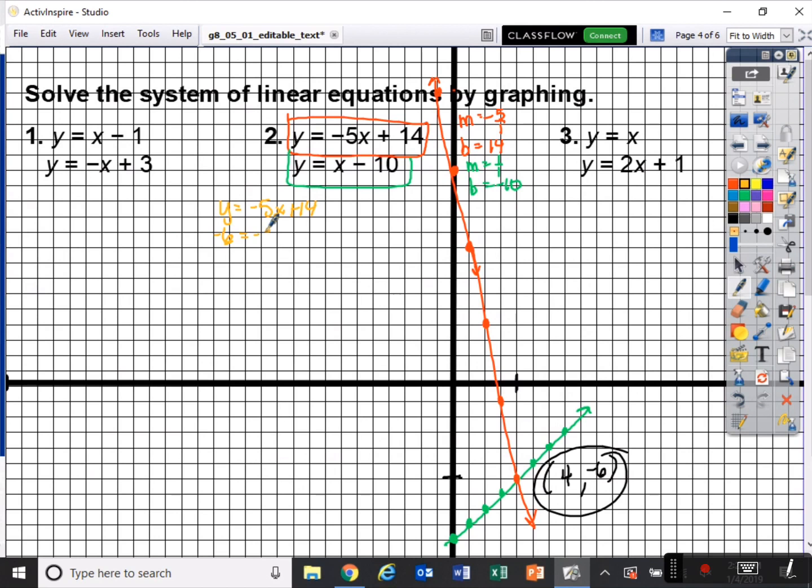-6 equals -5 times 4 plus 14. -20 plus 14, which is -6, so that one checks out. And then we check out the second one. 4 minus 10. 4 minus 10 is -6, so that also checks. So my answer is correct. All right.